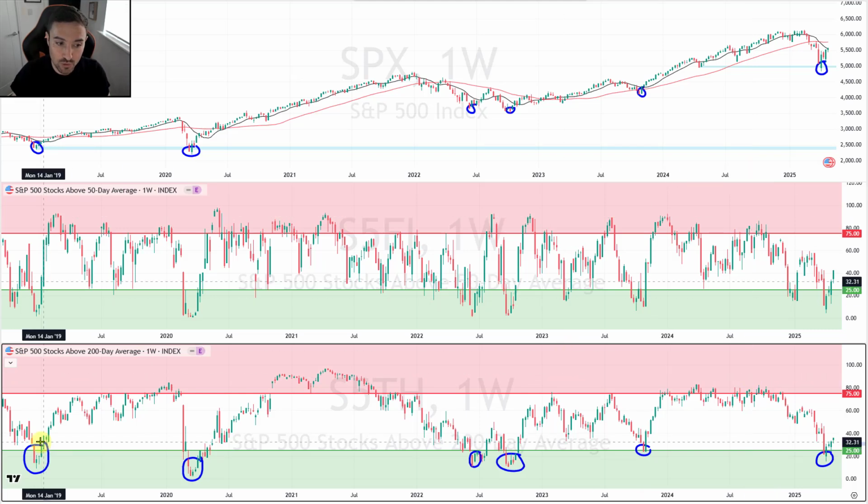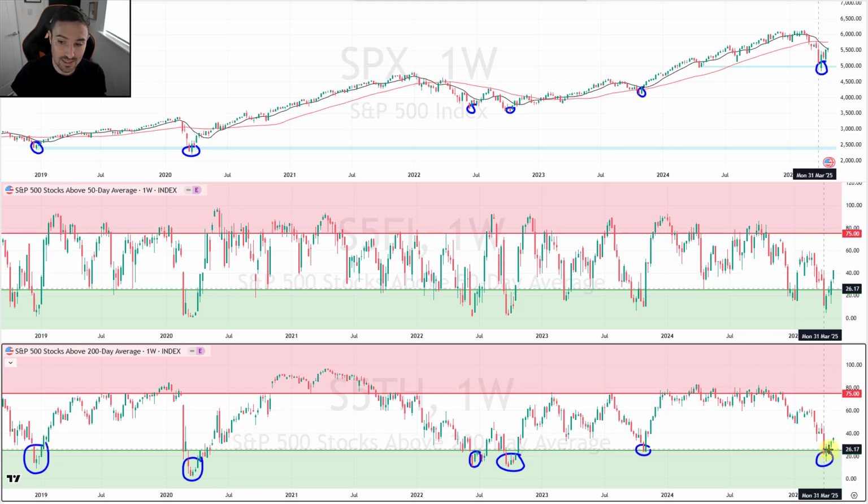When 200-day moving average breadth readings are down here in oversold territory, so less than 25% for the S&P 500, could be the NASDAQ 100 if you're looking at that, could be the NASDAQ Composite, when they are less than 25%, that is when there is a lot of fear. And we're going to bring the VIX into this as well, because it's not just one thing, it's a combination of things.